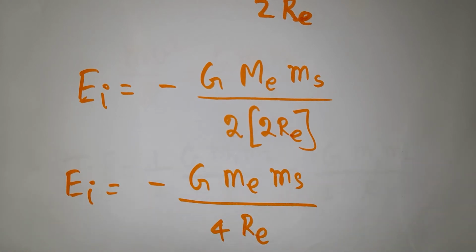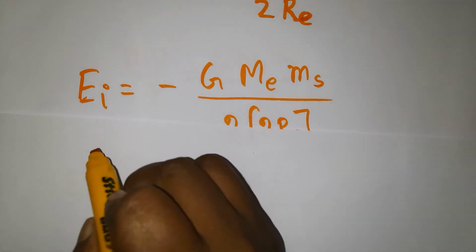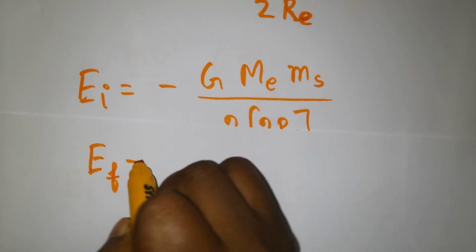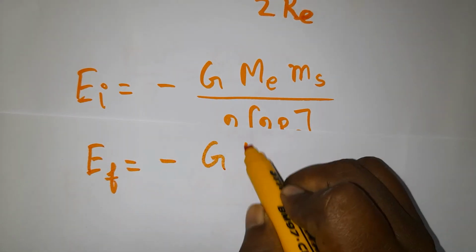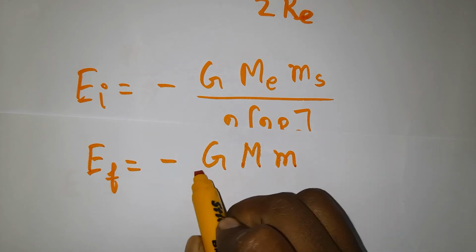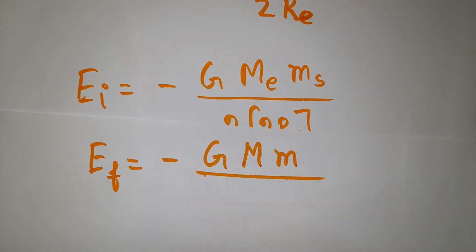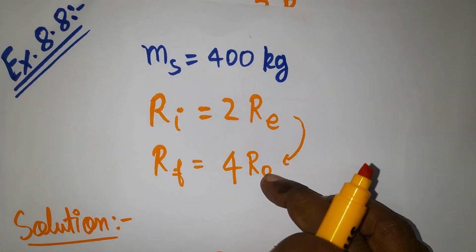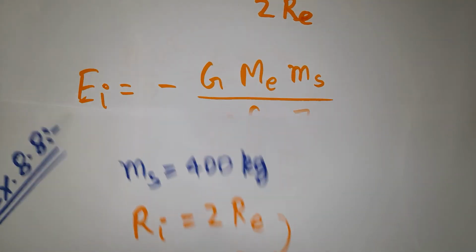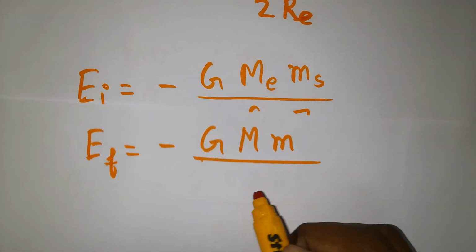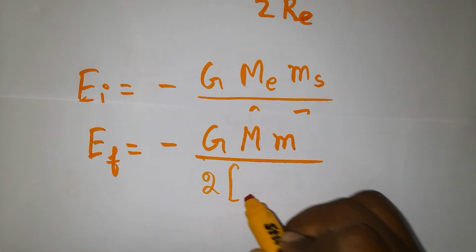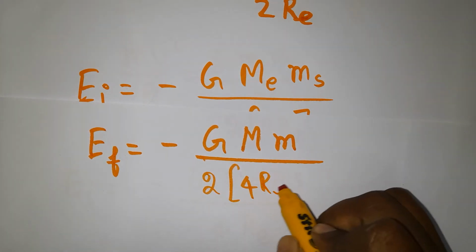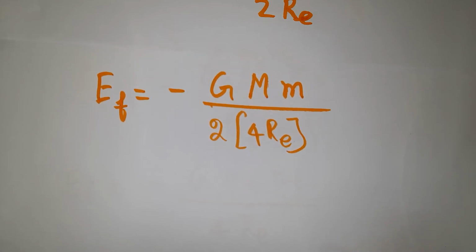Next, what is the energy final? It's very simple. Minus G times mass of the earth, mass of the satellite. They have taken the object from 2r to 4r. They want the energy required to move the object. So here the orbital radius is 4 times the radius of the earth. 2 into 4 is 8.